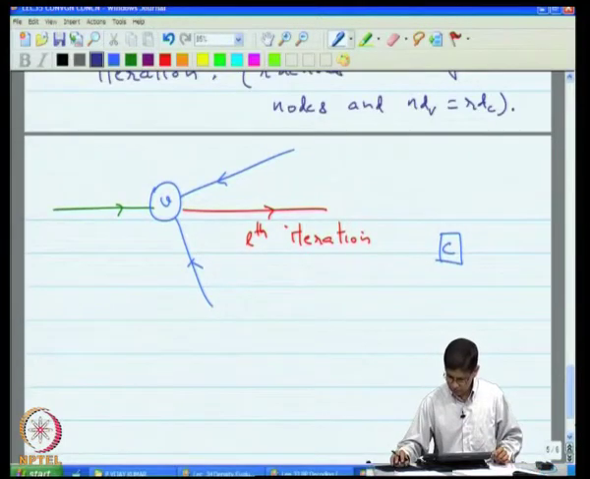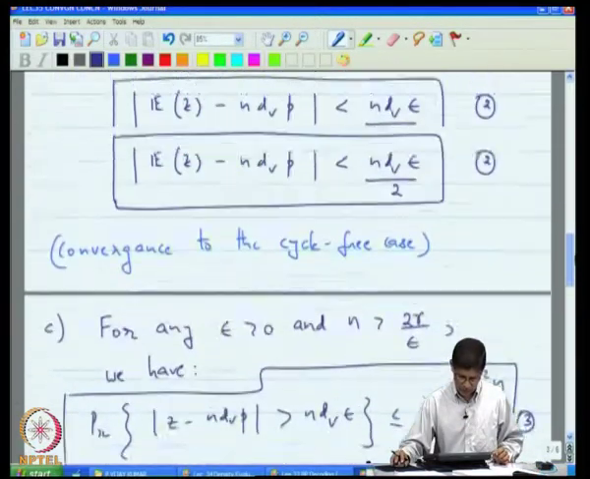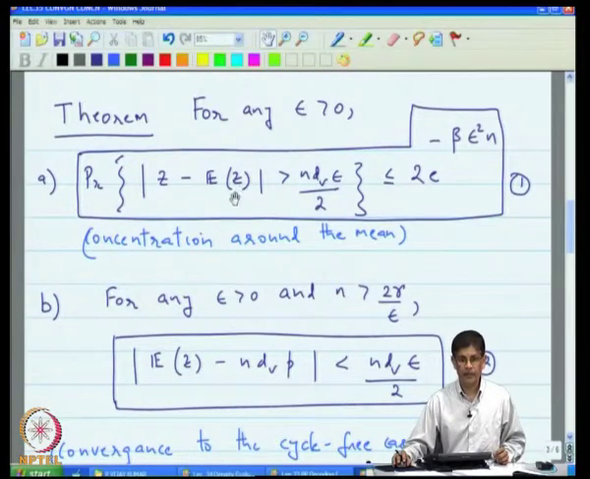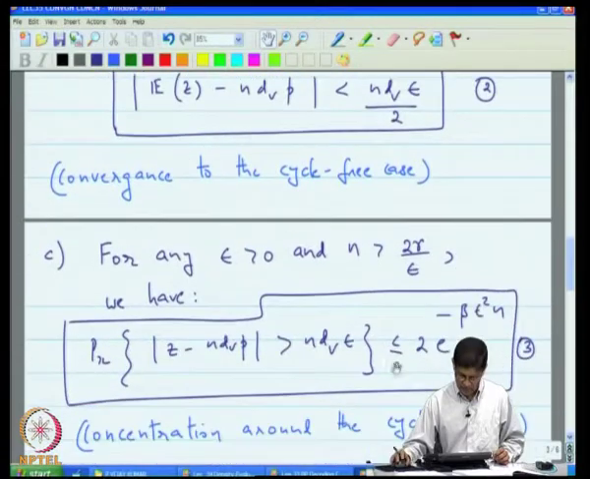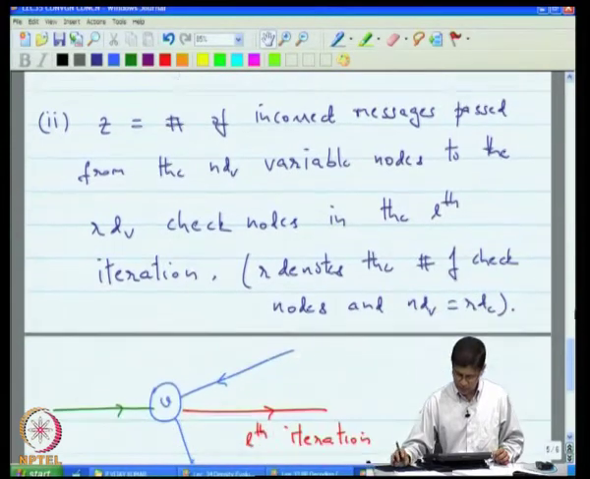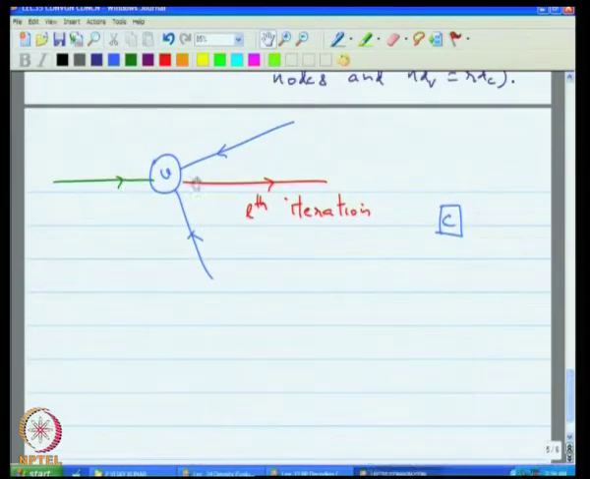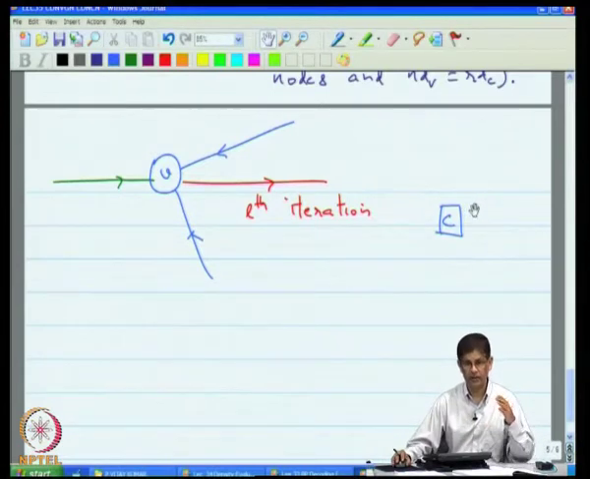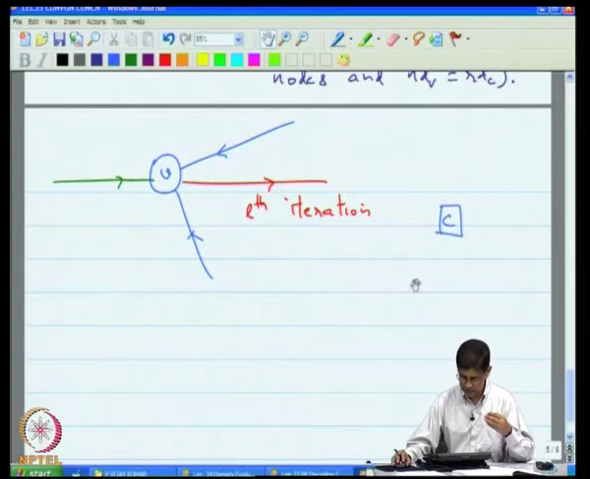Now, all of this is trying to explain what the terminology in this theorem is all about. The Z here is the number of incorrect messages passed from the variable nodes to the check nodes during the Lth iteration. So, during the Lth iteration, if you think about all the edges going from a variable to a check node, and you count how many of them are incorrect just based on the sign. Because these messages are real numbers, if the sign of the message is negative, you consider that an incorrect message.